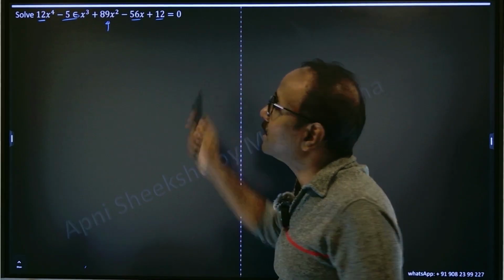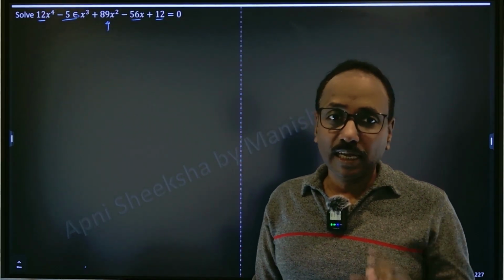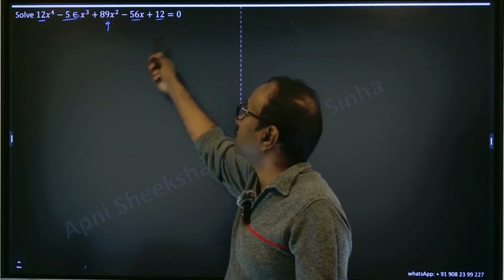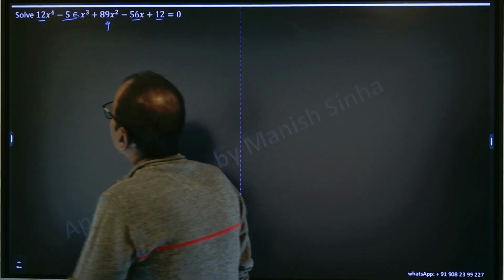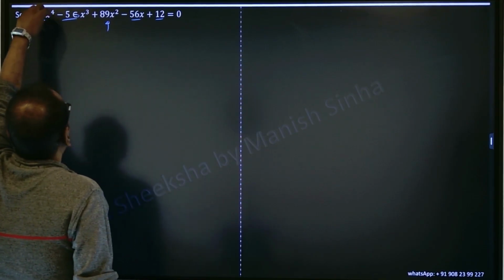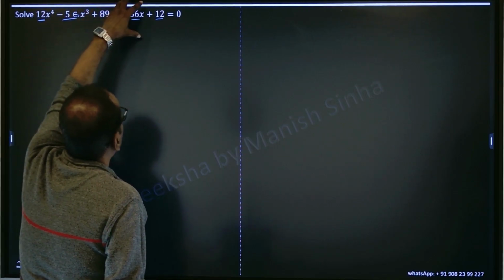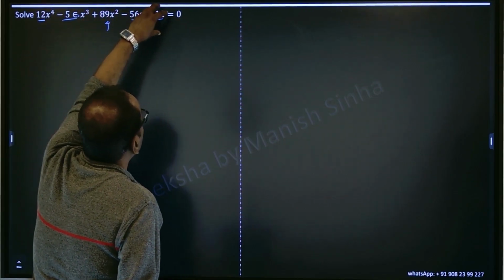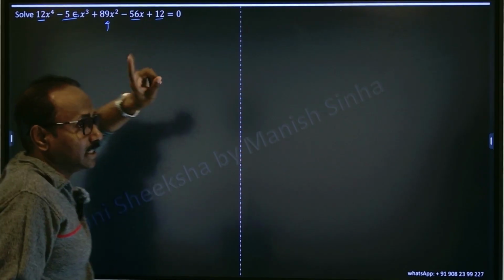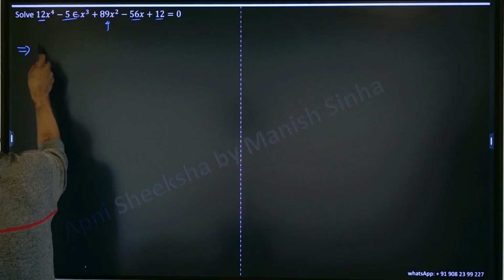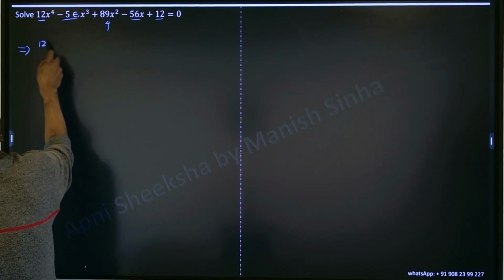But before dividing, you have to ensure that x does not assume 0 value, meaning for 0 value it does not satisfy this equation. So you can put 0 and see: when x is equal to 0, this one will be 0, this one will be 0, this one will be 0, this one will be 0. So the remaining will be 12, which is not equal to 0. So x is not 0. So now comfortably you can divide it by x square. Upon dividing, what are you getting?